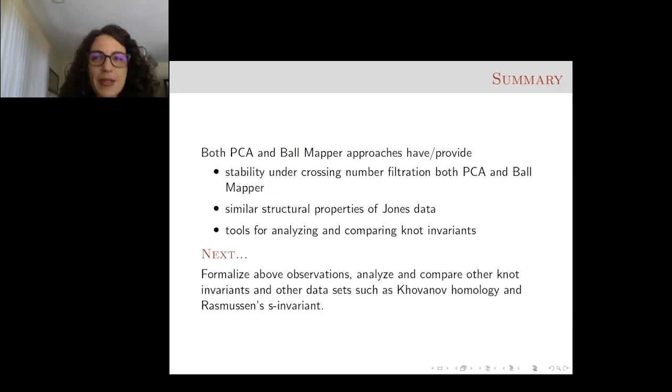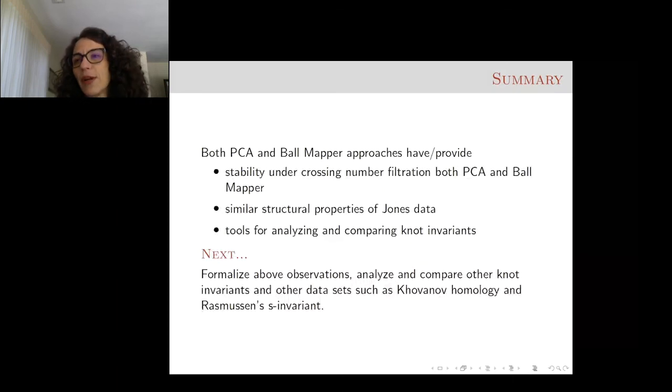convinced you of is that these techniques, of different origins and different approaches, provide similar results. Both results are stable under the crossing number filtration, and these shapes appear to have similar structural properties on both Jones and Alexander data. And again, they give us plenty of tools for analyzing and comparing these and other knot invariants.